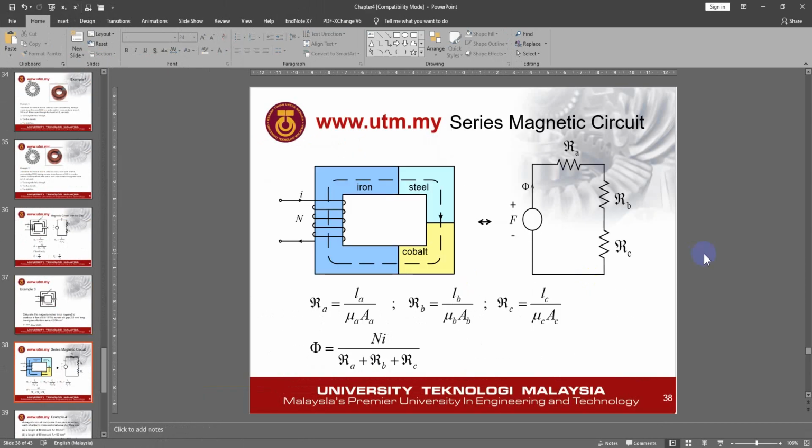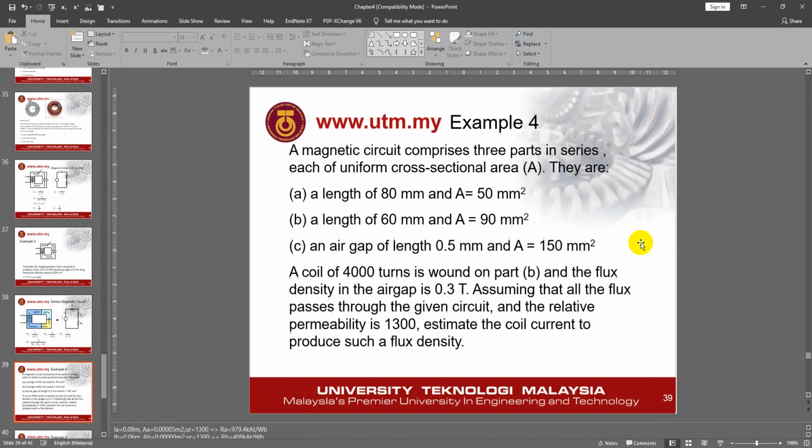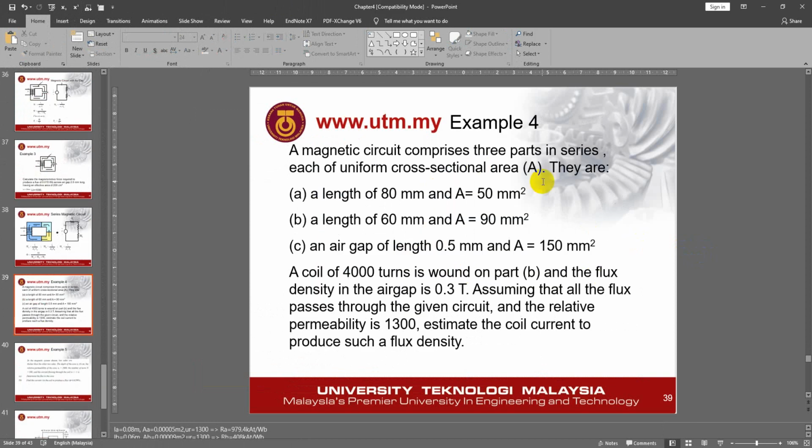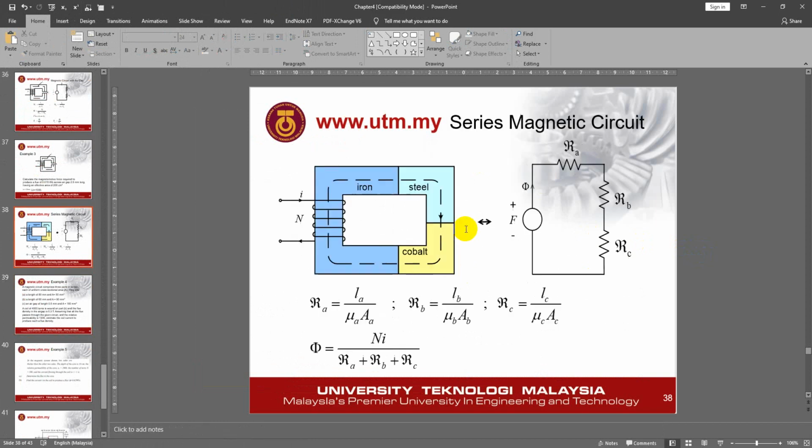So we look at the next example, which is example 4. Okay, before I proceed, there is also a question that involves different types of core. So there are 3 cores. Same as a gap, you have to add the 3 types of core, where mu R is different. See, you have 3 reluctances, so your mu R will be different for each reluctance.